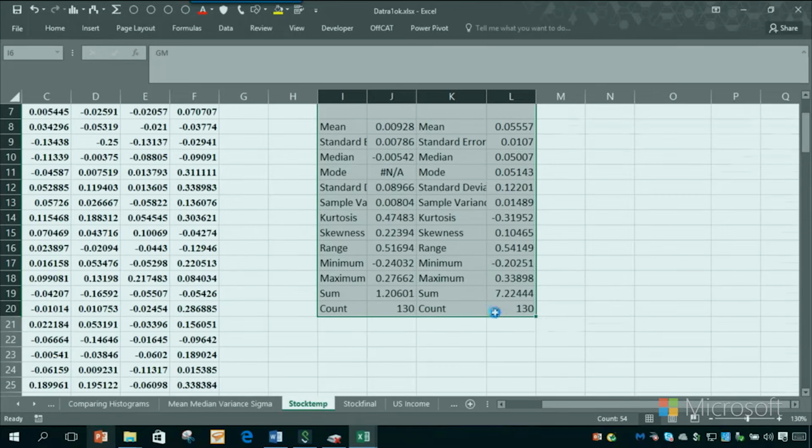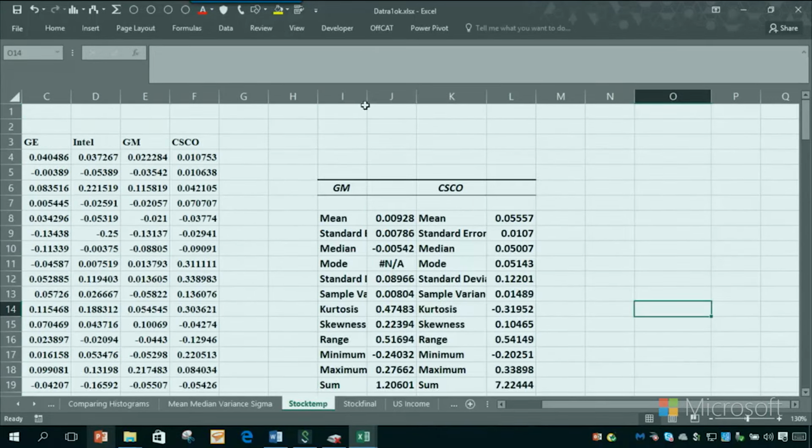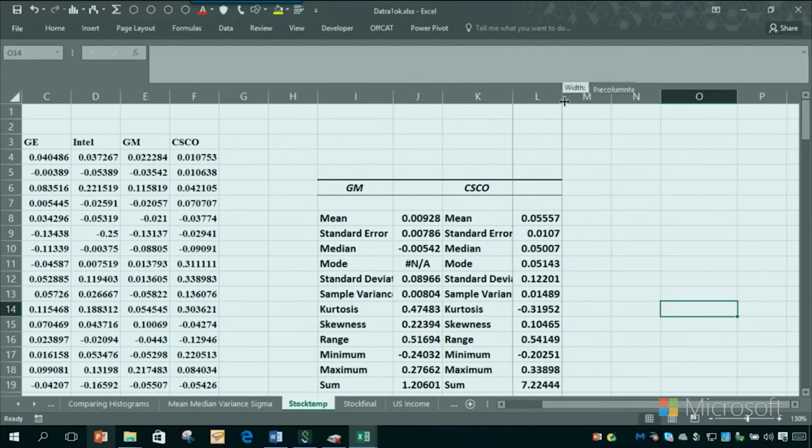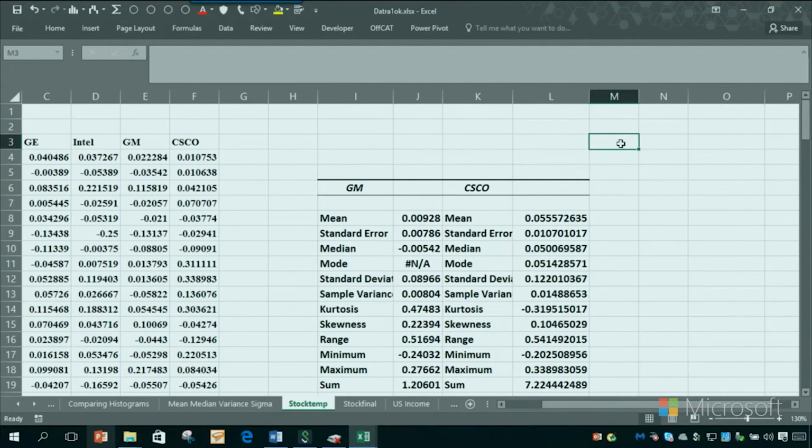boldface it. Okay, so now what we want to do is really compare GM and Cisco on three dimensions. Remember we said typical value. Now the question would be mean or median or mode here. Okay, so the mean is right here. So GM averaged about 1% a month returns, Cisco about 5.5%, and the median, which is where half the data is below it and half the data is above it, GM's median was actually slightly negative. Cisco's median was 5%, which is fairly positive. There is no mode. Remember, mode is the most frequently occurring value.